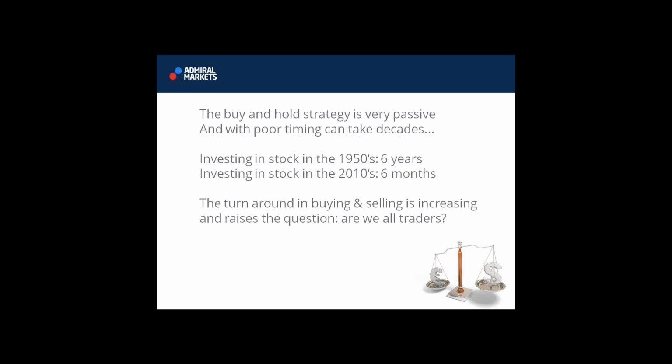Now, the buy and hold strategy is very passive. And if you have very poor timing, it can take decades before you're into profits. If you invested at the peak of 2000 and you didn't exit before that crash, you had to wait a while before you were back into profit. Buy and hold was a very dominant strategy through the 50s, 60s, 70s, 80s and 90s, but has become less popular. How do I know that? Because if you look at the average holding time periods, in the 50s a stock was held 6 years. In the 2010s, 10 times less: 6 months. So the dynamics have certainly changed.